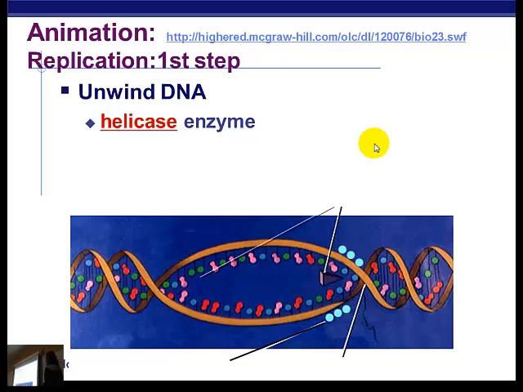Yes. Unwinds the DNA. Unzip it. Okay. Pull it apart. It's breaking the hydrogen bonds down the middle.